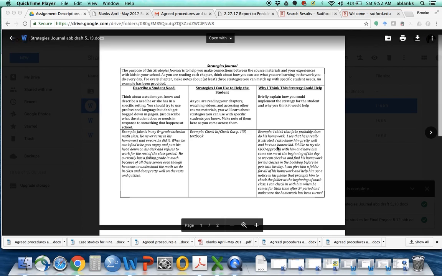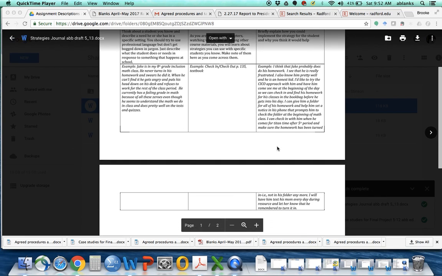And then over here in the third column, this is where you're documenting your thinking. As you run across these strategies and you go, oh, wow, this would be perfect for so-and-so, it's really easy to forget, by the end of the semester, why you thought that. And so you're just kind of thinking out loud, or thinking on paper here.